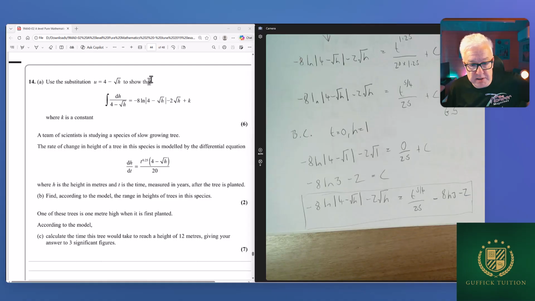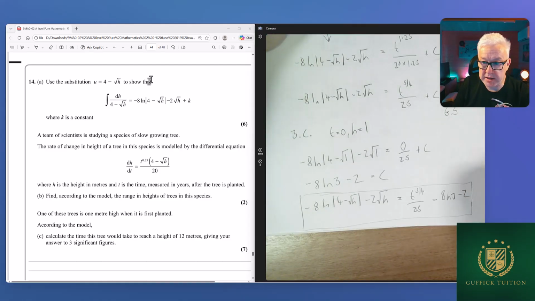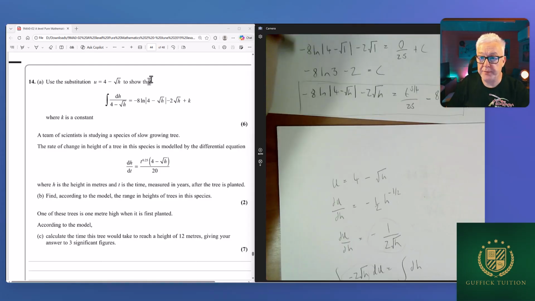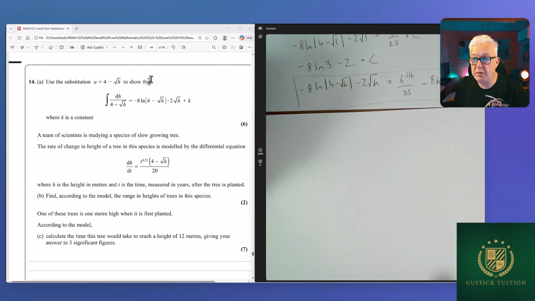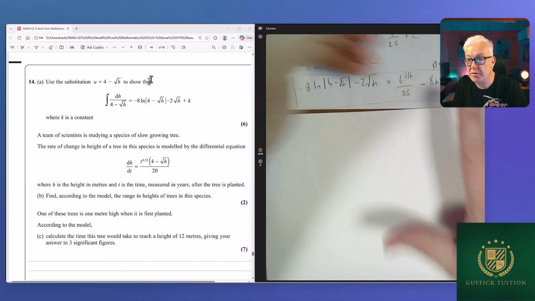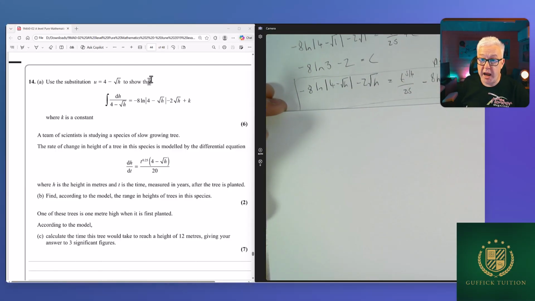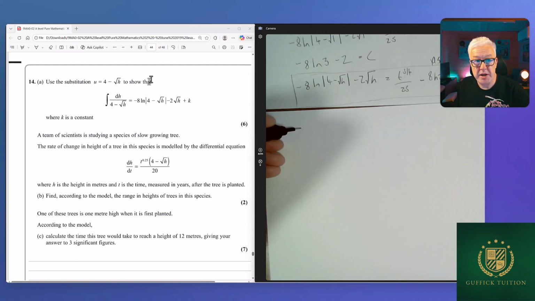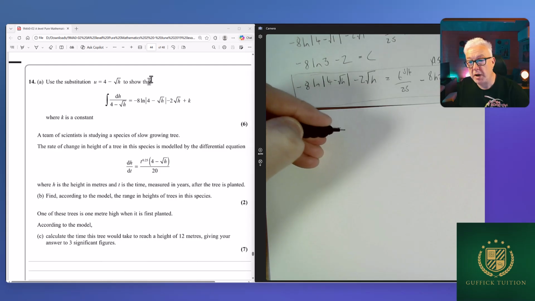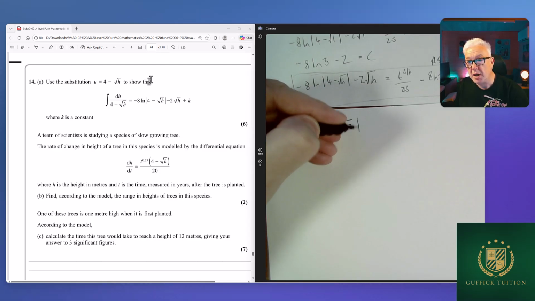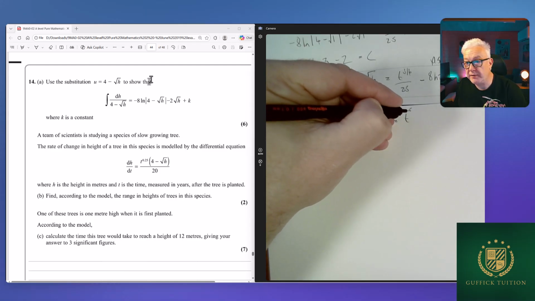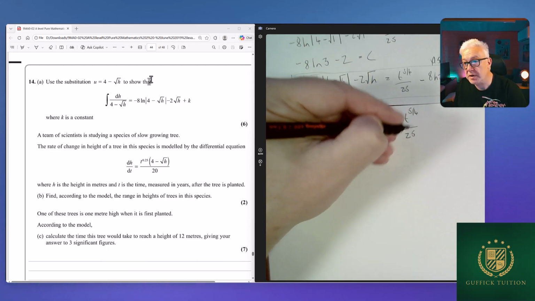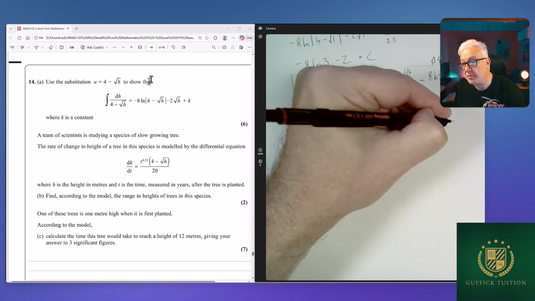But we've got to try and use this to work out how long it takes for a tree to reach 12 meters high. So there is our particular solution now. If I write PS for particular solution, we're just going to sub in h is 12 and solve for t now. So we now have minus 8 ln modulus of 4 minus root 12 minus 2 times root 12 is equal to t to the 5 over 4 over 25 minus 8 ln 3 minus 2.